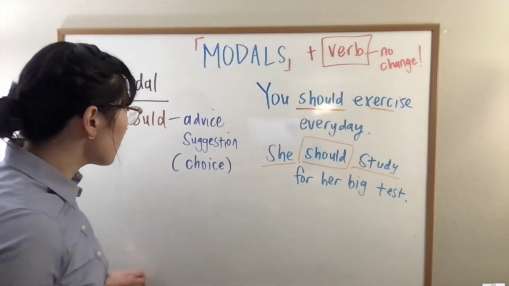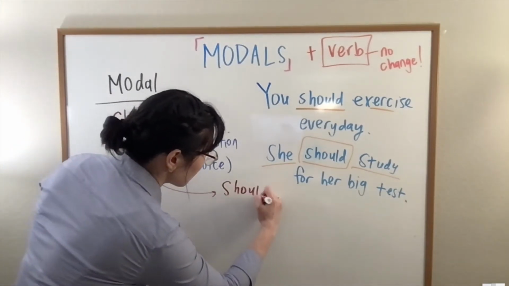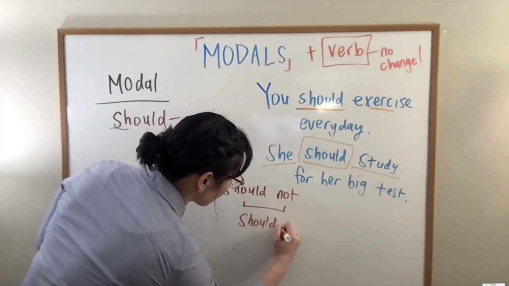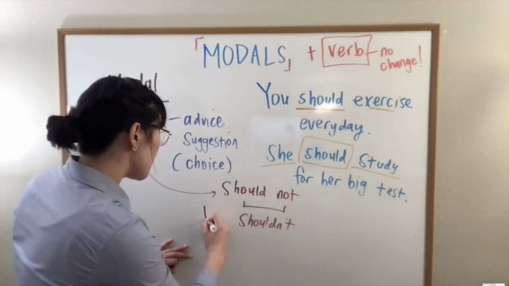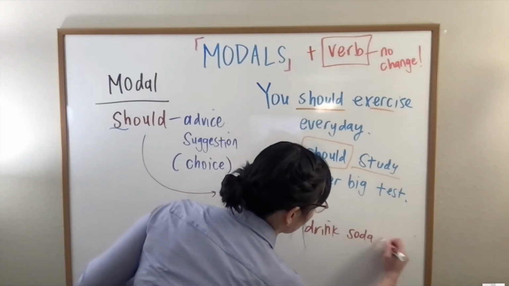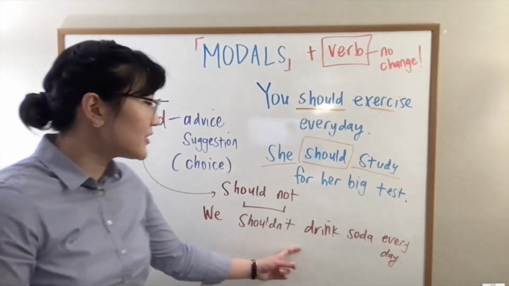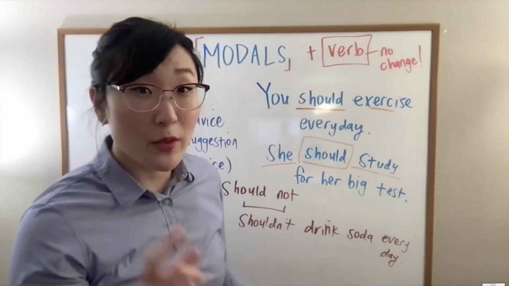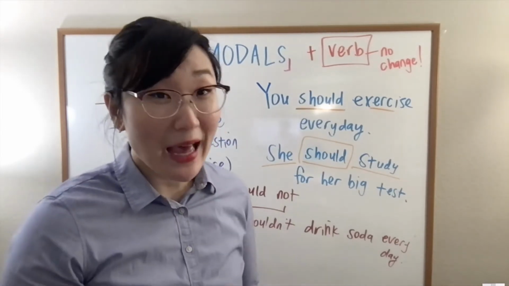So that's another important thing with negatives. If you want to say should not, or make this shorter, you could say shouldn't, right? Shouldn't. So for example, we shouldn't drink soda every day. You shouldn't drink soda every day. Again, a suggestion. But what happens when you don't listen to these good advices? What happens? Then you have a big problem.